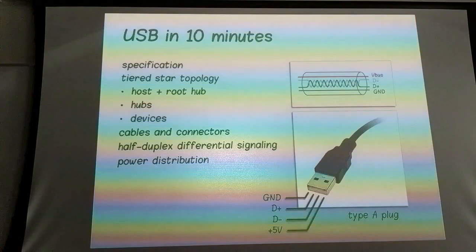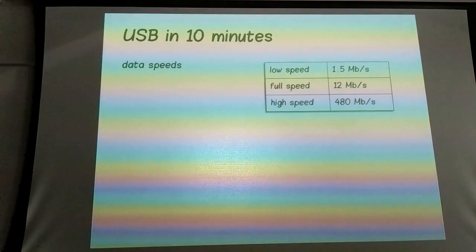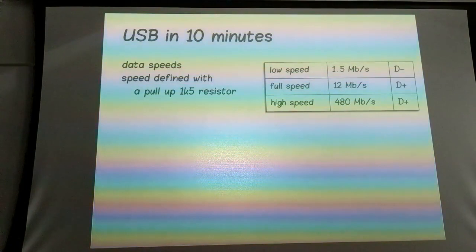Communication uses differential signaling on D plus and D minus lines. A USB device can also be powered from the 5-volt bus, in which case a current limitation applies. Both D plus and D minus lines are pulled down at the host side with two 15K resistors. There are different data speeds; the original ones are shown in the table.